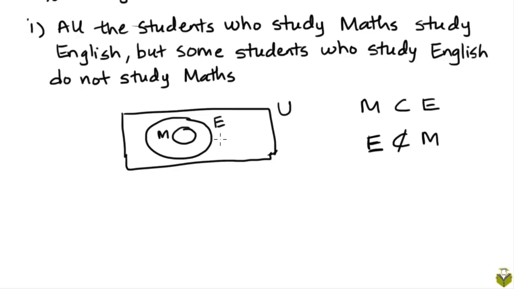So this Venn diagram shows a relationship between M and E corresponding to both of these two verbal descriptions. M is a subset of E in this diagram, but E is not a subset of M. And of course both M and E are subsets of the universal set U.